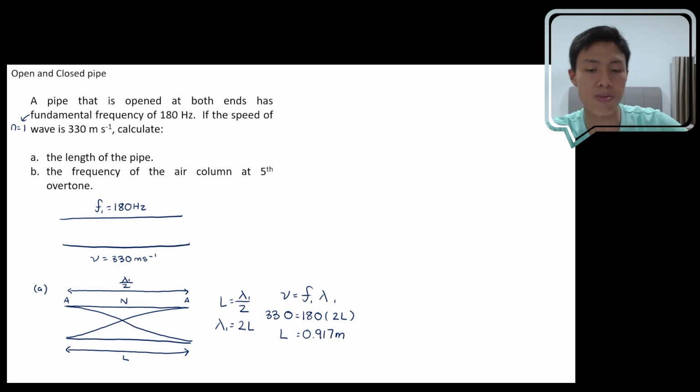Again, you see the same two sets of equations: v equals f lambda, and the relationship between the length of the pipe and the wavelength. Always do these two things, then technically you can get most of the things that you need.